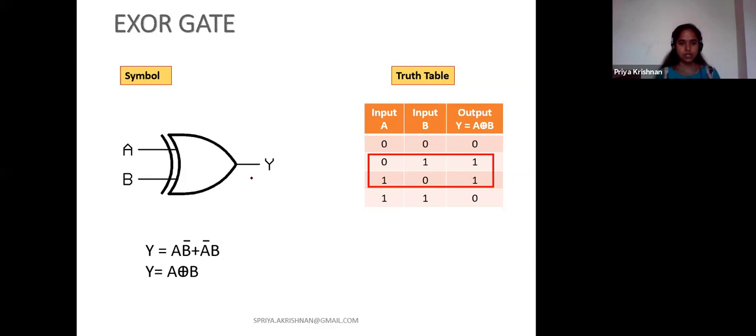The expression for XOR, which is called the Boolean expression or logical expression, is Y is equal to A B bar plus A bar B. In short, we can write it as Y is equal to A XOR B.